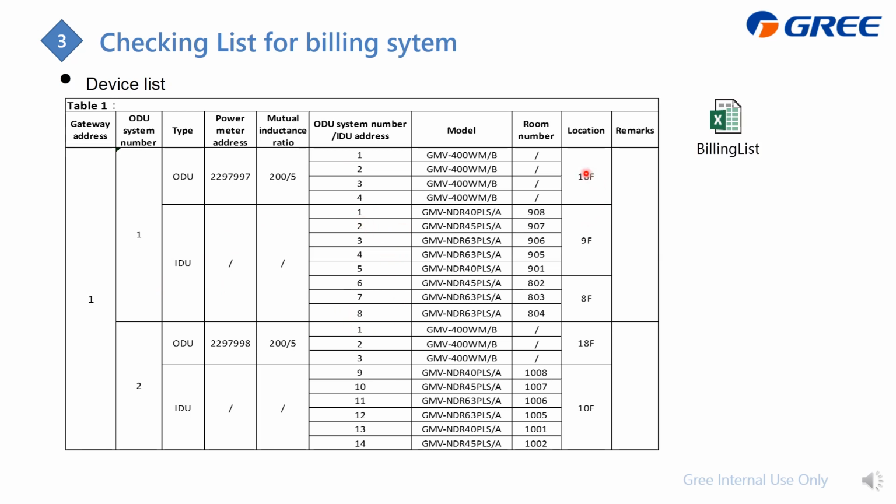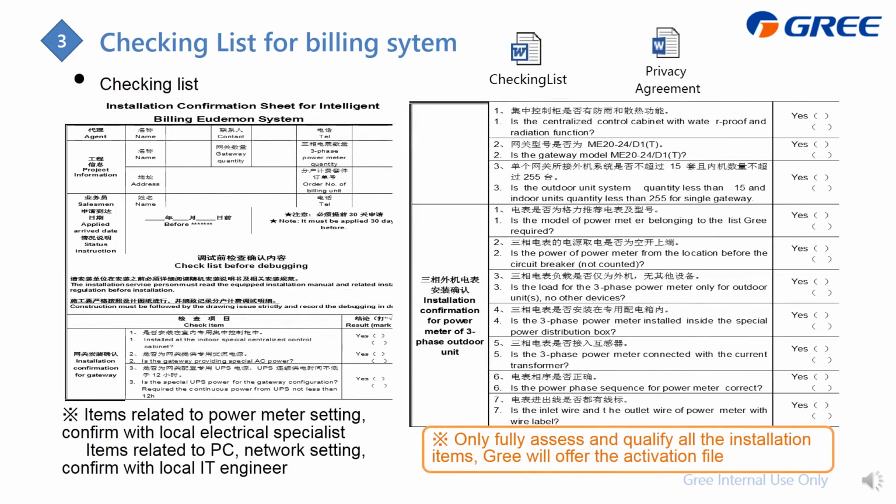And here is where the auto unit and in-dot unit are, and here is the in-dot unit's detailed room number, and also here is the model. So you need to have a summary of your equipment, including where it sits and the model. After that, our engineer will check whether your project meets our requirements.